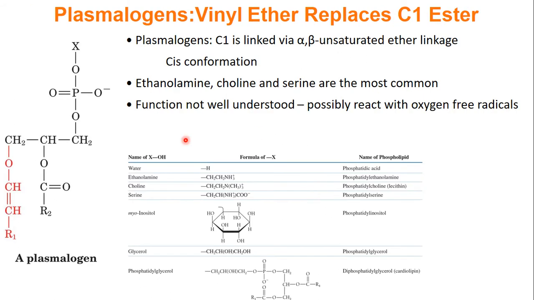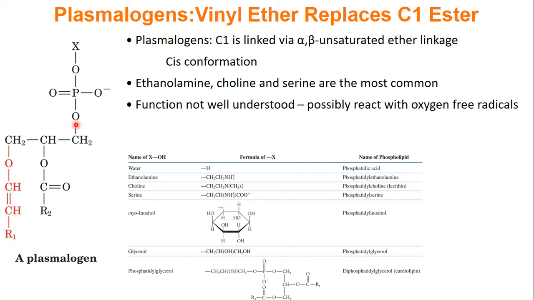Now let's look at plasmalogens. Plasmalogens have your phospho group, your glycerol, but this time at C1 we have an alpha-beta unsaturated ether linkage. This linkage, or this double bond, is usually in the cis conformation. Your most common types of plasmalogens are ethanolamine, which you would have at this X position, choline, and serine, which is the side chain of serine.